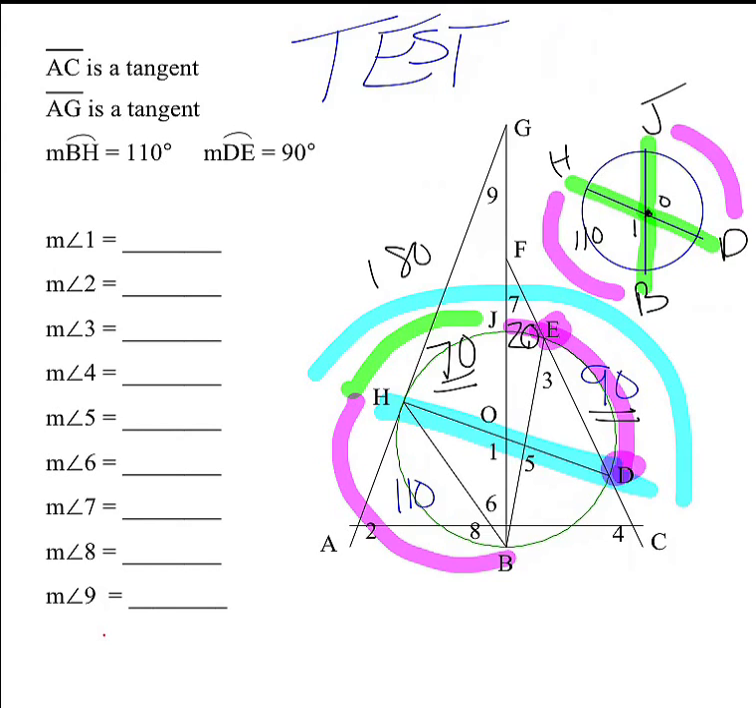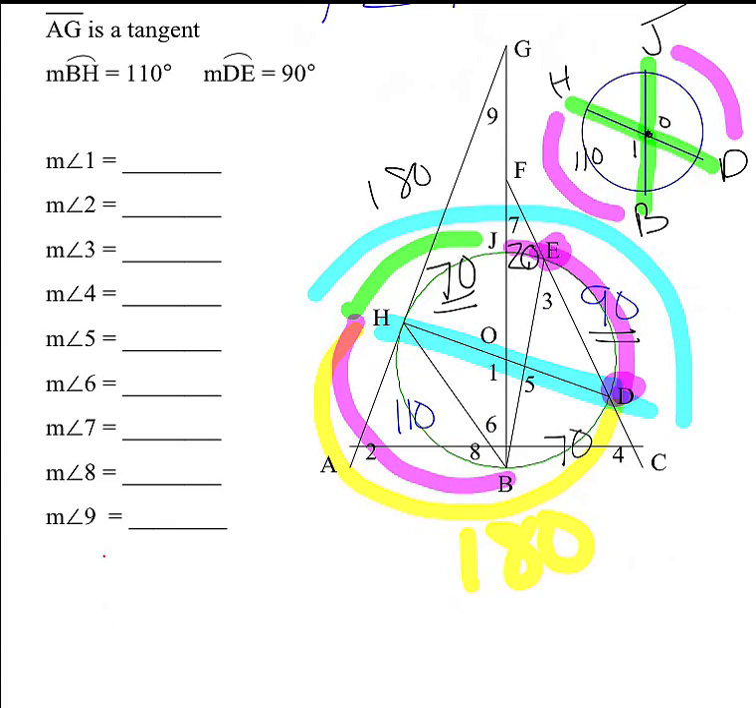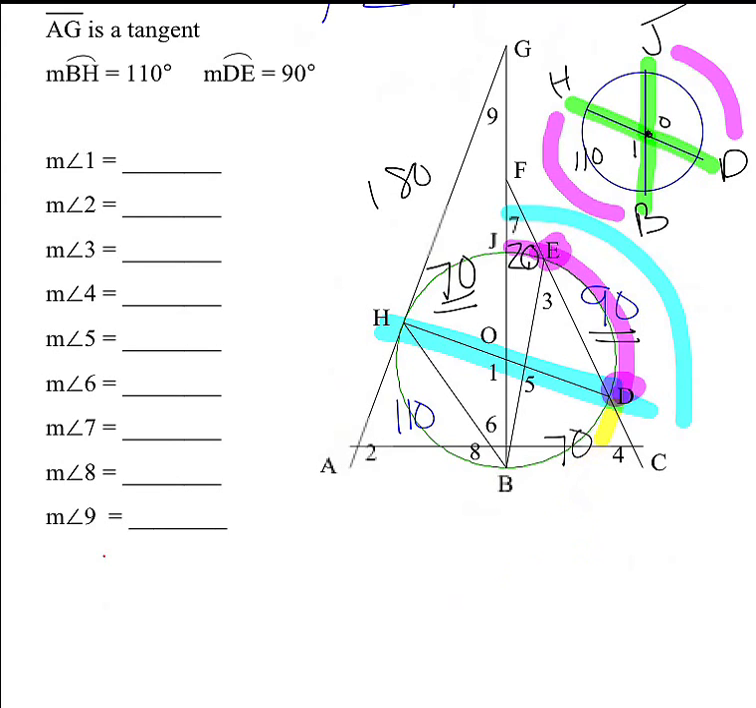So let's finish the rest of this. I've also got HD is a diameter, which means this is 180. So if I've got 110 degrees there, that's going to leave me 70 degrees for this arc over here. So now I've found all the missing arc pieces. Now I should be able to use this to find things in the picture. So let's clear out all this mess, because that just makes it harder to see. And let's start using those arcs to find the parts that are missing.